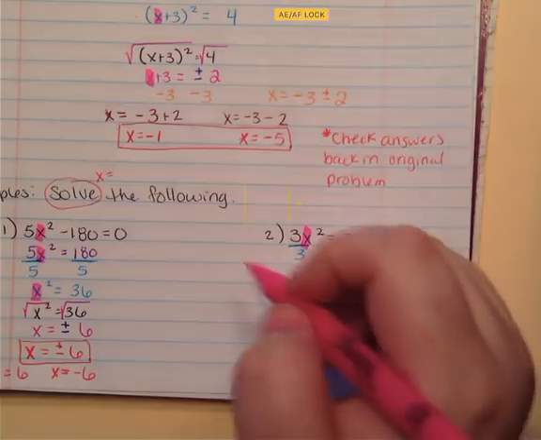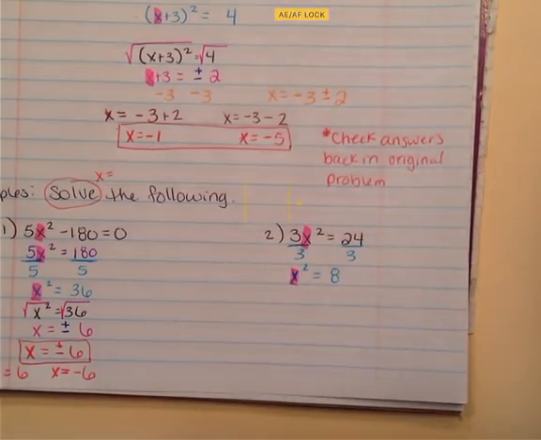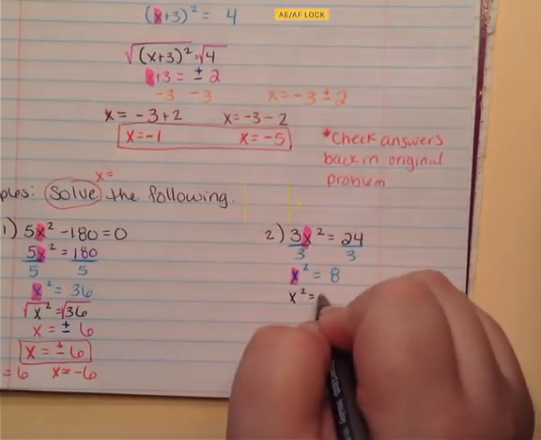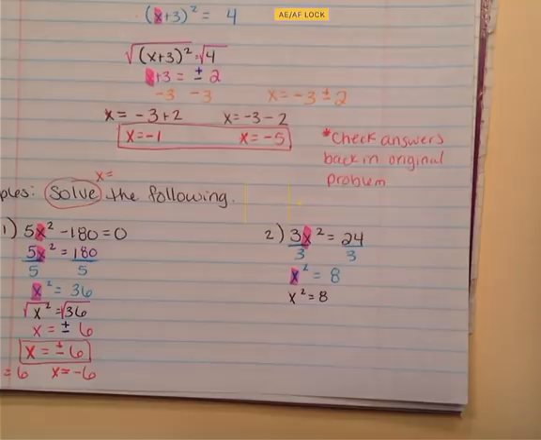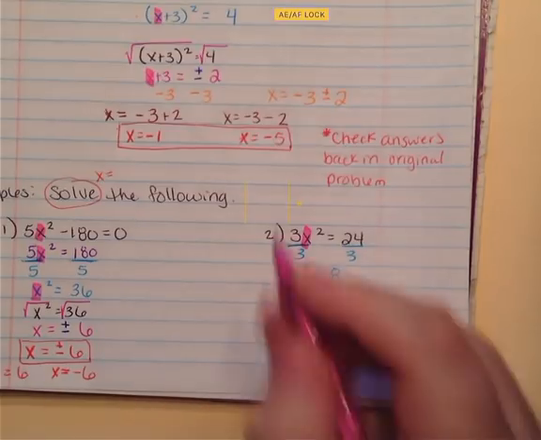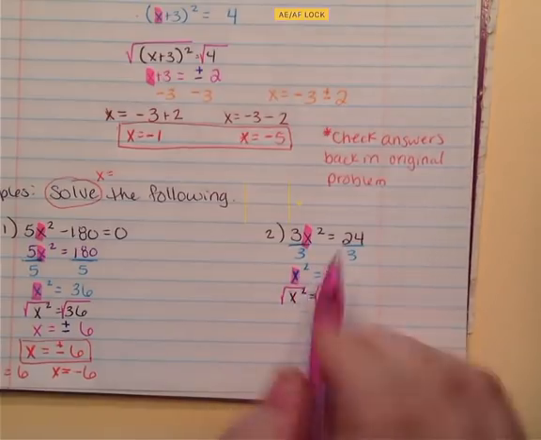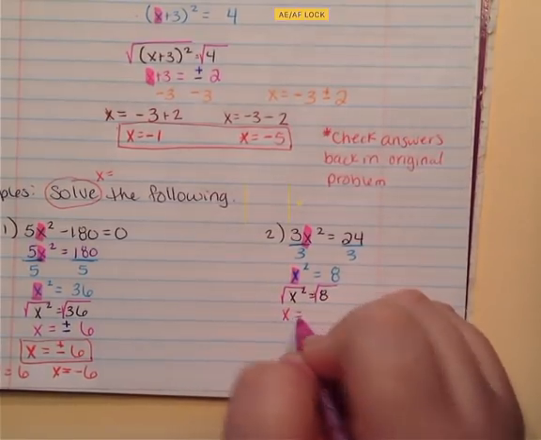Now we have this x still not alone yet. So what we want to do is we have to get rid of that square. So I'm going to rewrite this problem. x squared equals 8. Because in order to undo a square, we square root both sides. Square root, square root. The square root of x squared will be x equals.